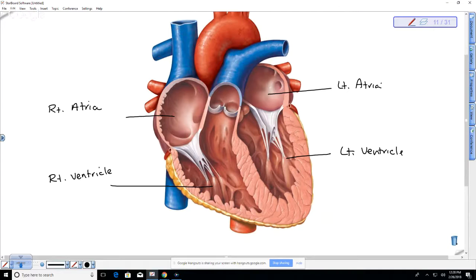And so this major vessel here is what we call the superior vena cava. So a vena cava is a vein because it is returning blood back to the heart. So then the one that is coming back from the bottom of the body, that would be my inferior vena cava.